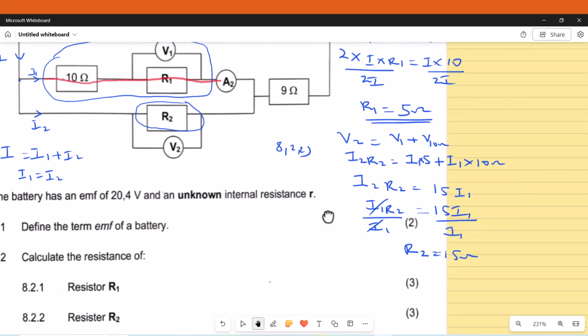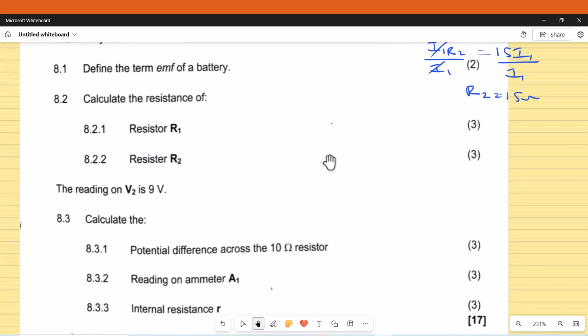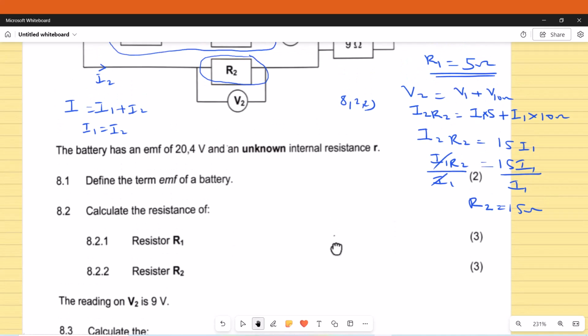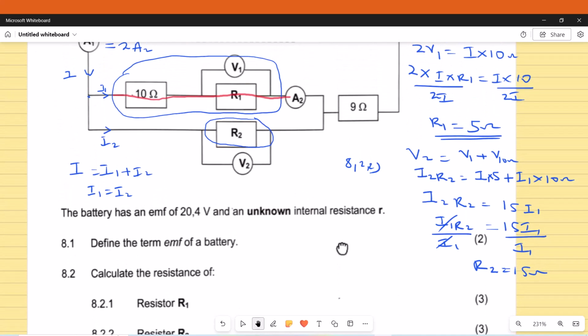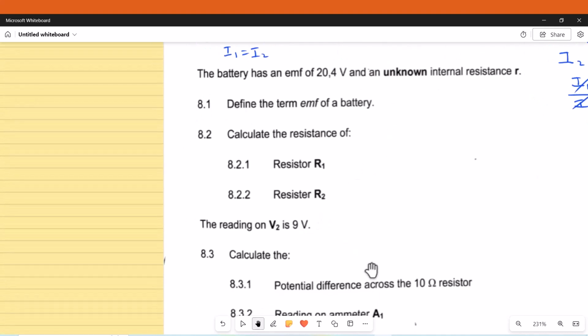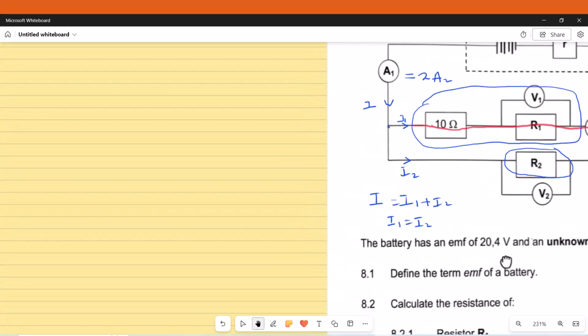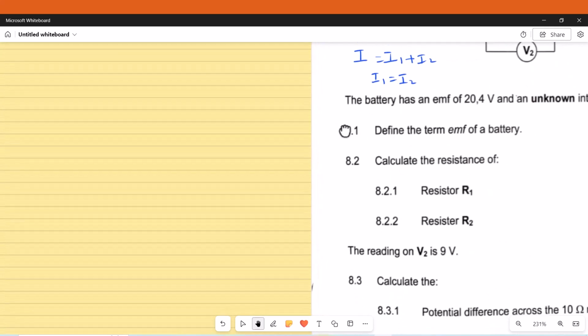Next question here. The reading on V2 is 9 volts. Calculate the potential difference across the 10 ohm resistor. So they're saying V2 is 9 volts, and we need the potential across the 10 ohm resistor. So what do we know here? Let's check it out. If you look at our diagram again, our V2, this is now question 8.3.1, okay?